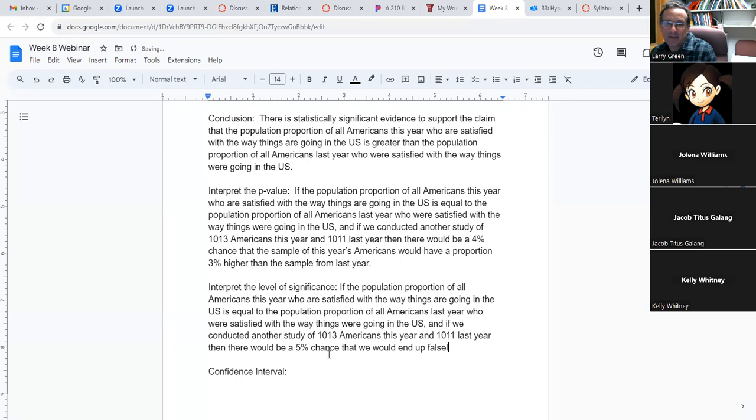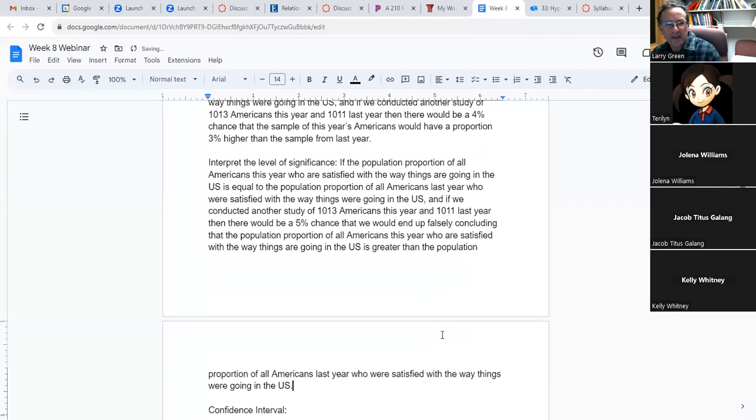falsely concluding basically what we concluded in the conclusion. So I'm just going to copy and paste that. So it ended up falsely concluding that the population proportion of all Americans this year who are satisfied with the way things are going in the US is greater than the population proportion of all Americans last year who are satisfied with the way things were going in the US.